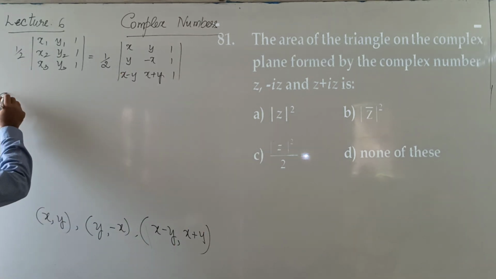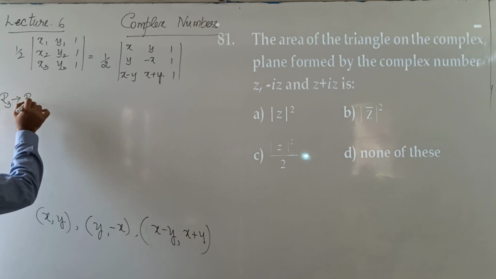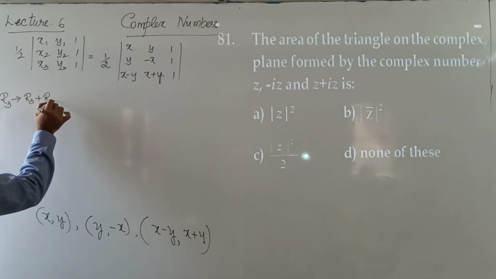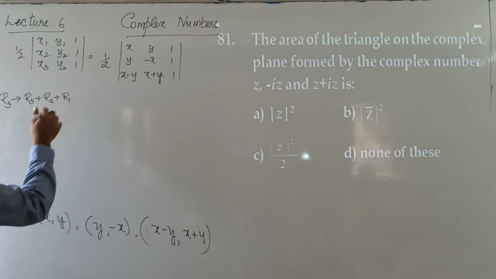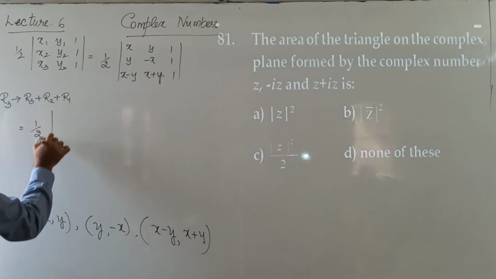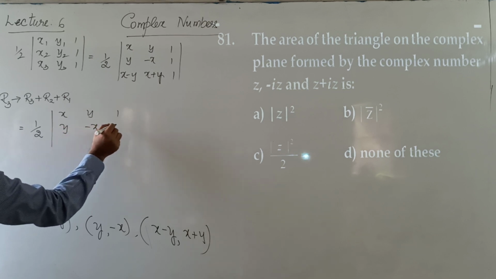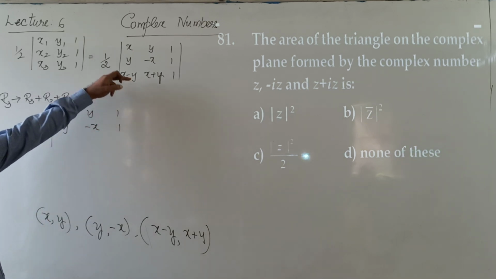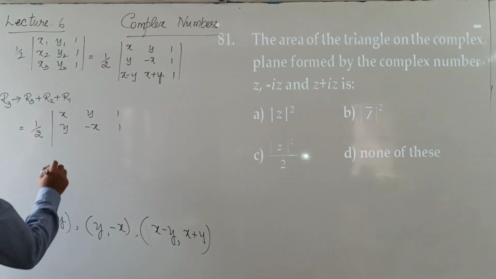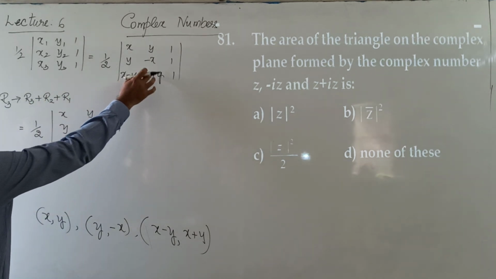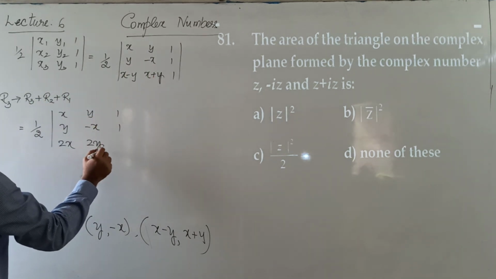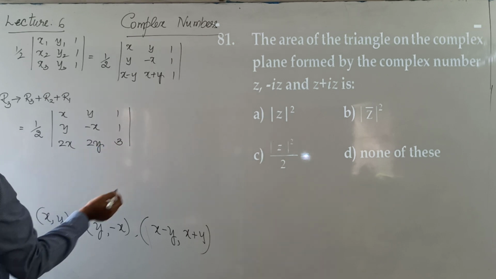I'll change the third row. I'll change R3 as R3 plus R2 plus R1. That's equal to 1 by 2 into, first and second row will remain as it is. In the third row, I am adding x minus y plus x. So y gets cancelled, you get 2x. Here x gets cancelled, you get 2y. Here 1 plus 1 plus 1, 3.